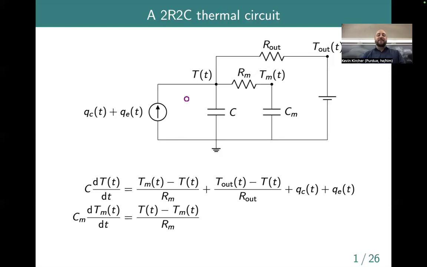So anyway, by doing Kirchhoff's and Ohm's circuit laws, you can write down the governing equations for this circuit. And they look pretty similar to the equations that we wrote down for first order thermal circuits. But now we have a second equation that governs the evolution of the thermal mass temperature, in addition to the first equation that governs the dynamics of the indoor temperature. And we also have this additional term in the air temperature equation, which relates to the thermal coupling between the air and the thermal mass.